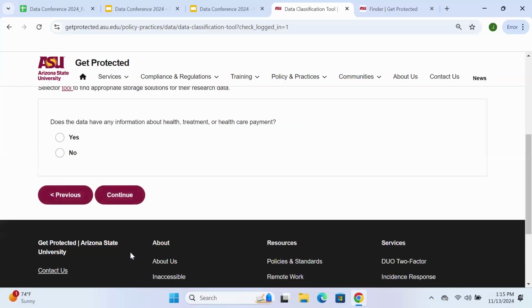But this is not information about health treatment or healthcare payment. So I'm going to click no, which means it's not protected health information under HIPAA. Does it include payment card information, credit card, debit card, cardholder information? No, we don't store that stuff anywhere at ASU, just so you know.